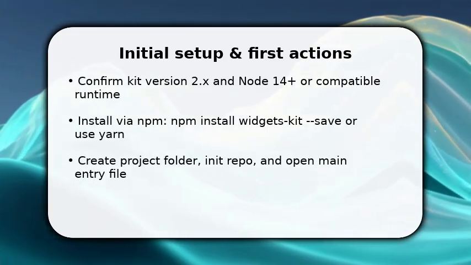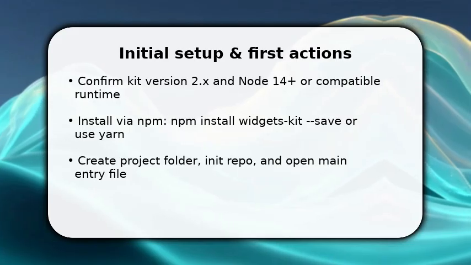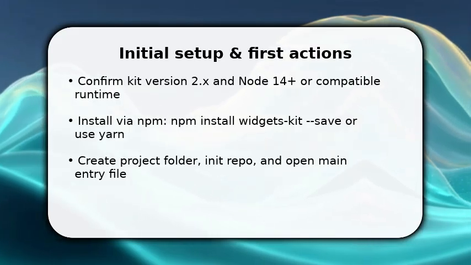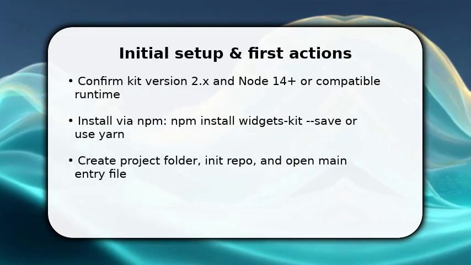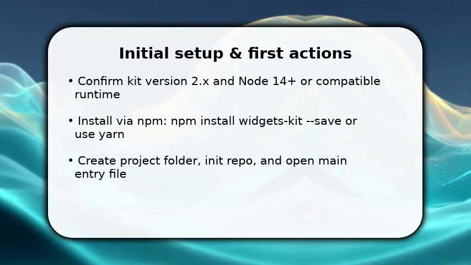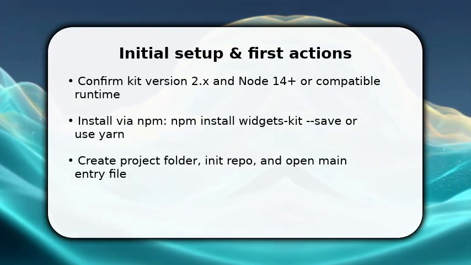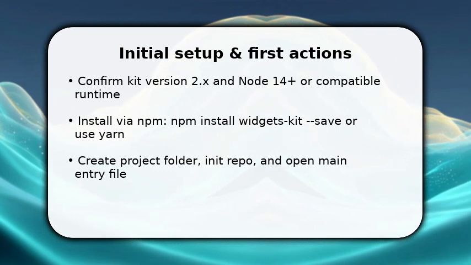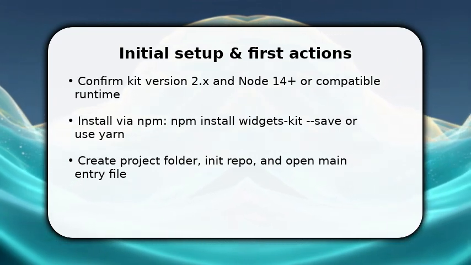Next, import the core module into your main file and instantiate the primary widget manager. Make sure to pass your API key and basic config object. This enables feature flags and logging. Finally, run the dev server to load the scaffolded widgets so you can see immediate feedback and iterate quickly.